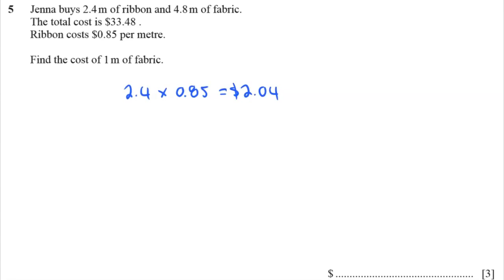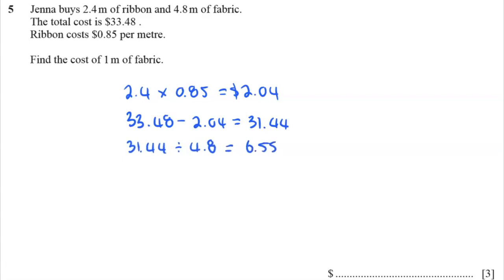What about the fabric? Well, we subtract it from the total. So 33.48 minus our 2.04 is going to equal, again, why wouldn't you use your calculator? $31.44. All right, so that's how much was spent for the fabric, but we want to know the cost per meter. There's 4.8 meters, so take 31.44 and divide it by 4.8, and we will get 6.55. And of course it's dollars, so let's write 6. Oh, we don't need to write the dollar sign. They have got us covered.